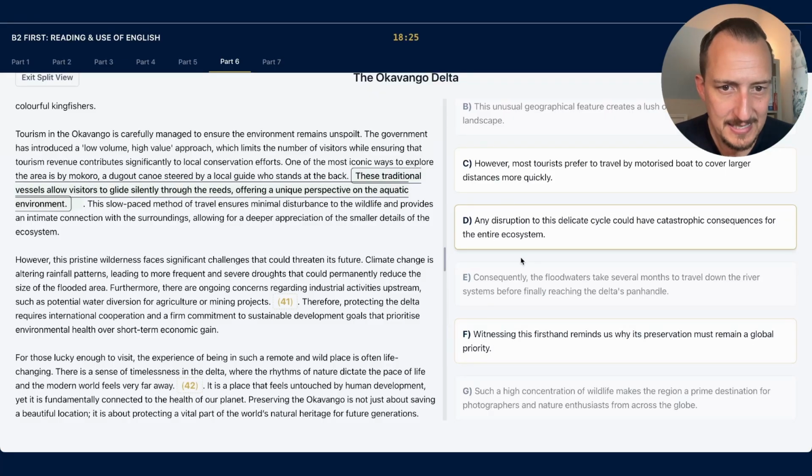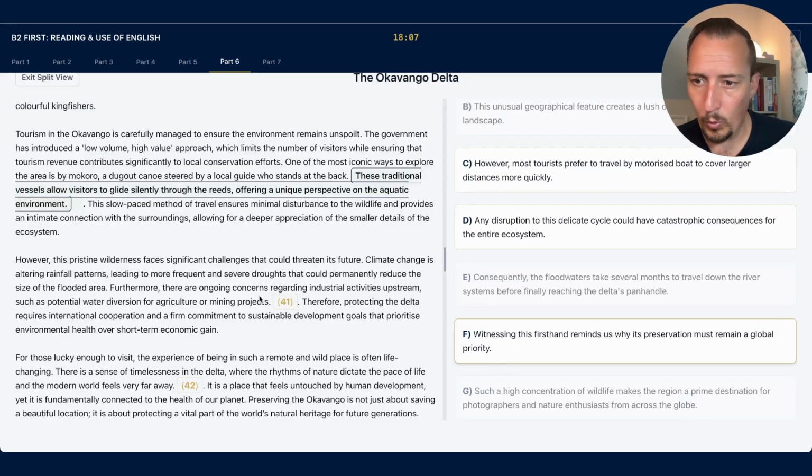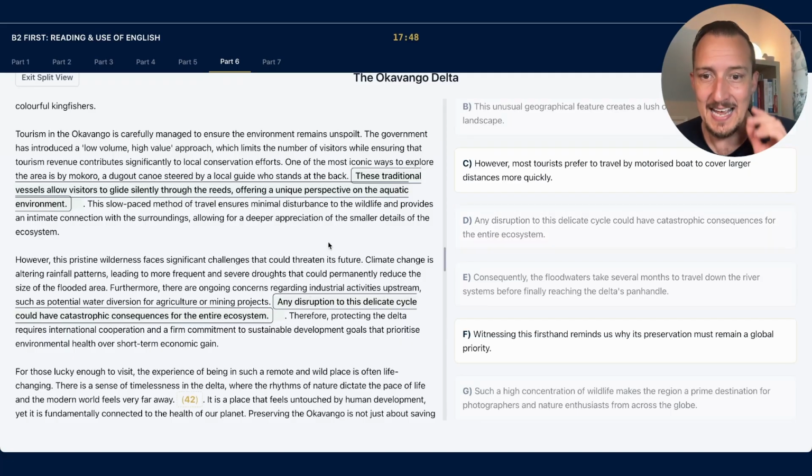Okay, but let's have a look at this. So disruption, what could the disruption be? Well, that could be the water diversion or the mining projects. Those could be disruptions, as could be the climate change earlier on as well. I think witnessing this firsthand, what are we witnessing? Firsthand means in person, see something in person. It's not suggesting that we're seeing it. It's more suggesting or talking about them as disruptions, as it says there, or problems. So for this one, D is the correct answer.